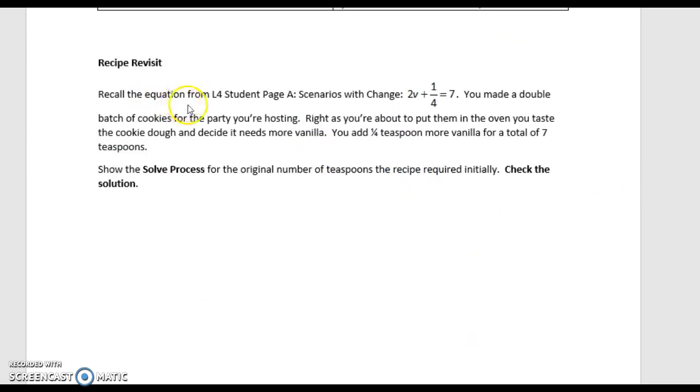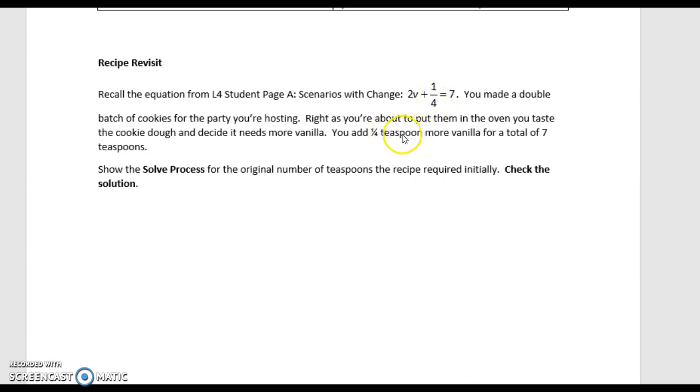Now we're going to talk about the recipes one more time from a couple lessons ago. And if you recall, we had this equation that we ended up with where we doubled the amount of vanilla because we were going to make a second batch of cookies. And then at the very last moment, we added in 1/4 teaspoon more of vanilla. So that's essentially our construction story.